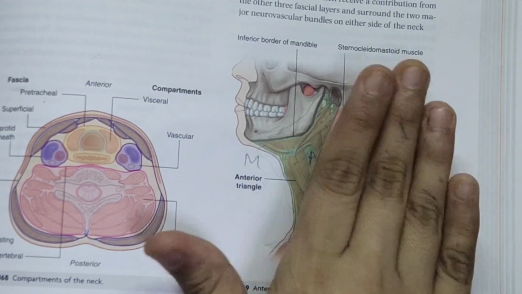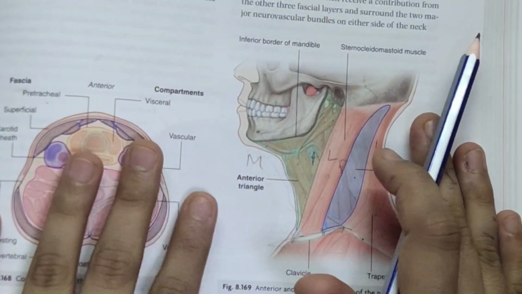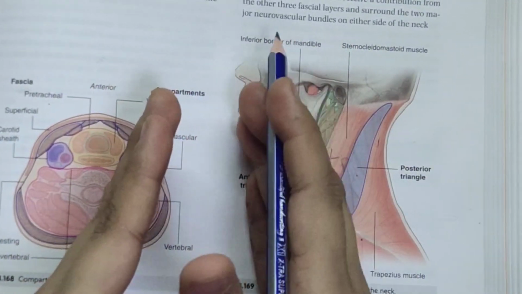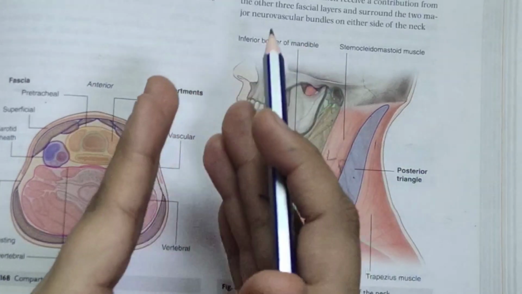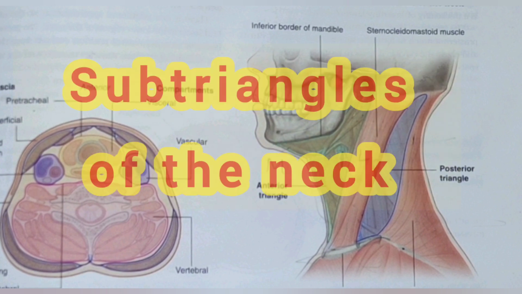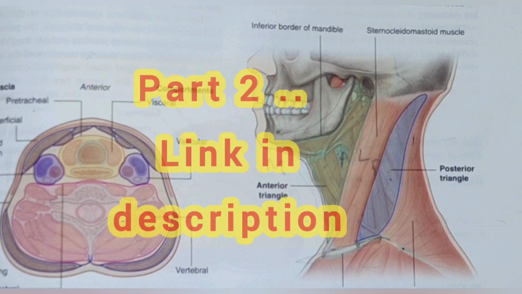So these were the anterior triangle and the posterior triangle of the neck. These were the two major triangles of the neck. Now the anterior and posterior triangles of the neck are further divided into small triangles. In the next video we will see the various sub triangles of the anterior as well as posterior triangles and their contents, which are very important. Thank you so much.